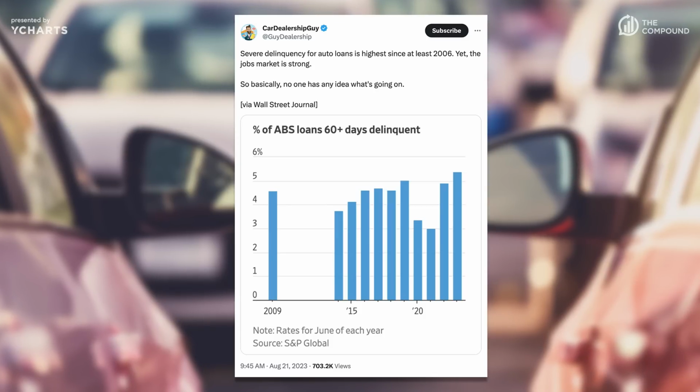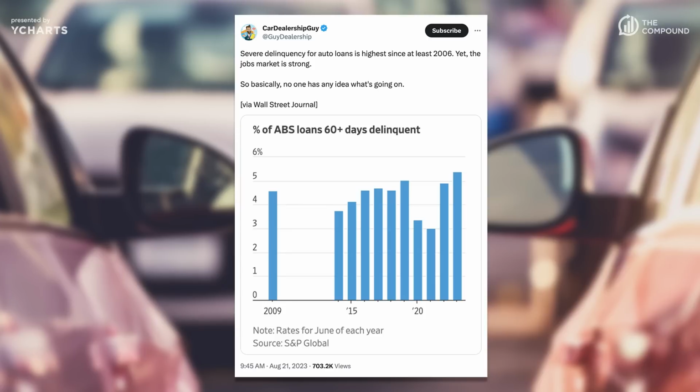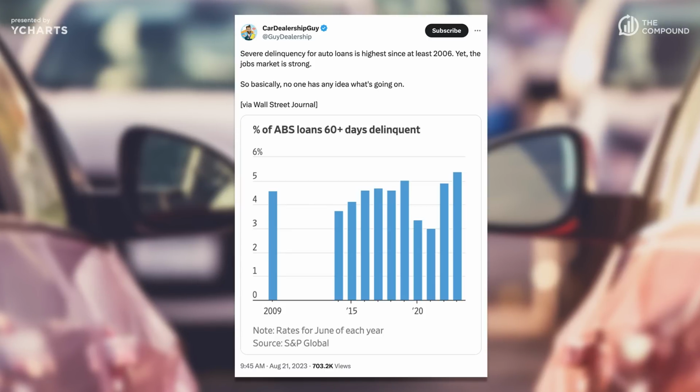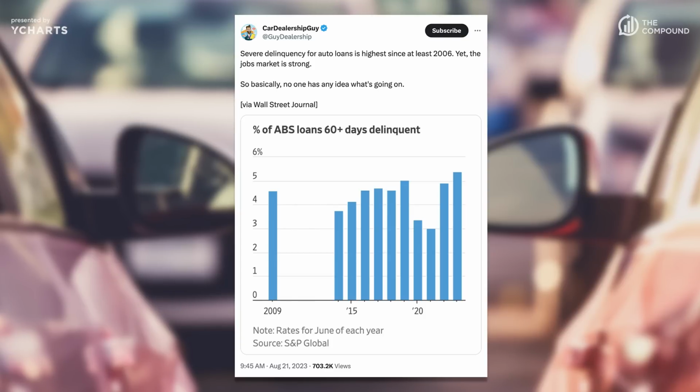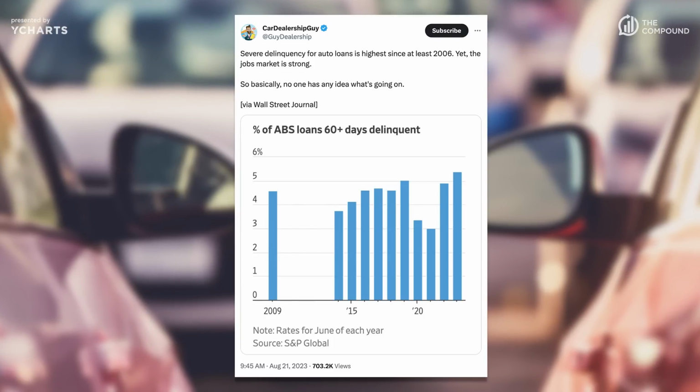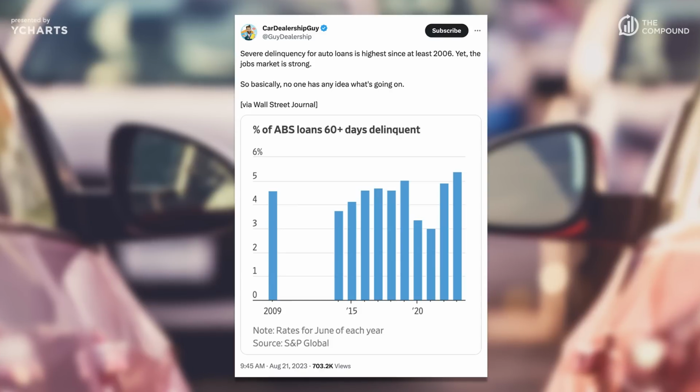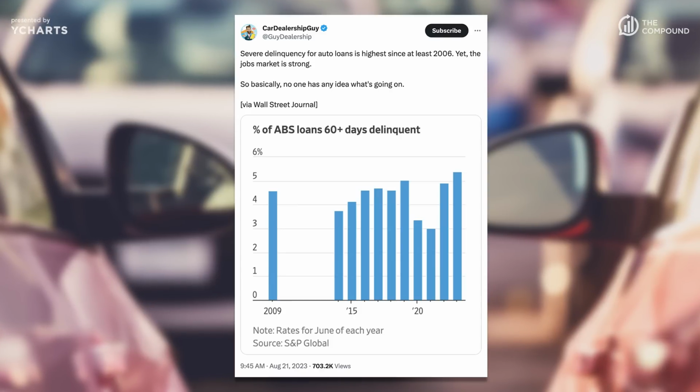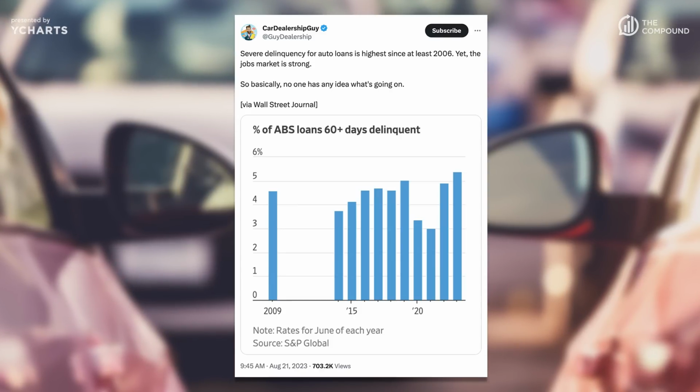So this is percent of what, ABS? Asset-backed securities? Auto-backed security? Whatever, something like that. 60 days plus delinquent. And it's over 5%, which is in fact the highest it's been since at least 2009. Or at least 2006, he says. Not surprising. Could there be stress in this market without a broad read-through to the economy? I'm going to say yes.